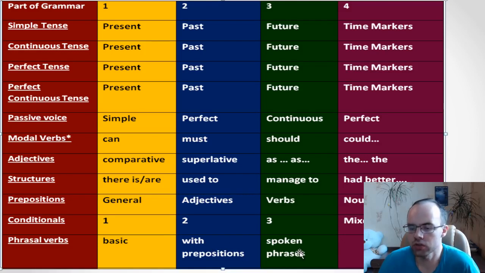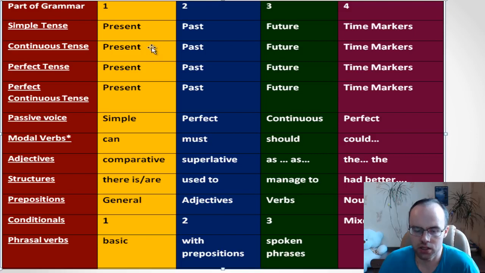And of course, you should also know some spoken phrases with phrasal verbs, like I'd like to point out that. So I'd like to point out means I'd like to say that, or I can't work out, it means I can't understand. So you need to make your speech more natural. Yeah, make it sound more natural.